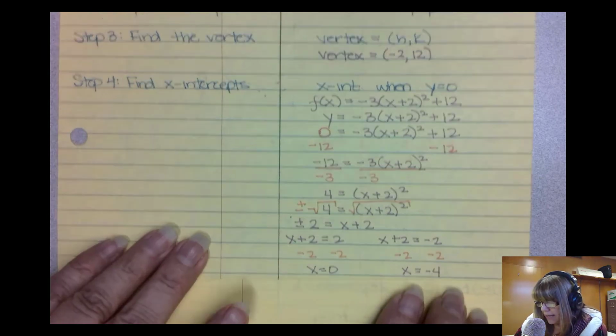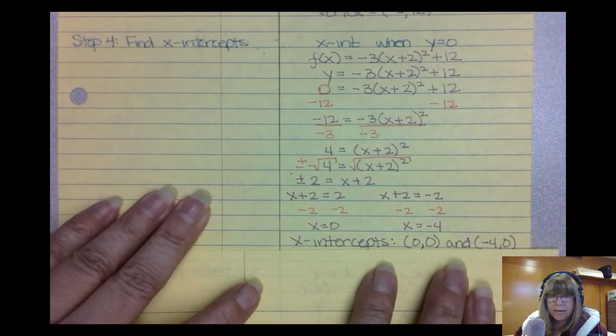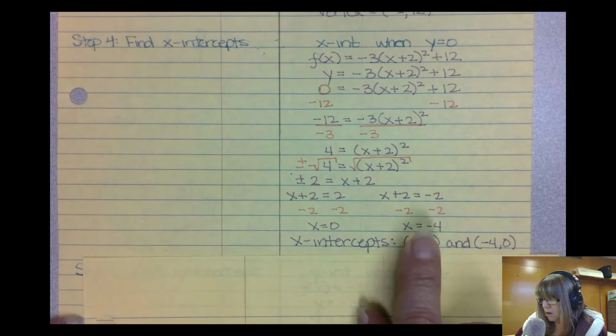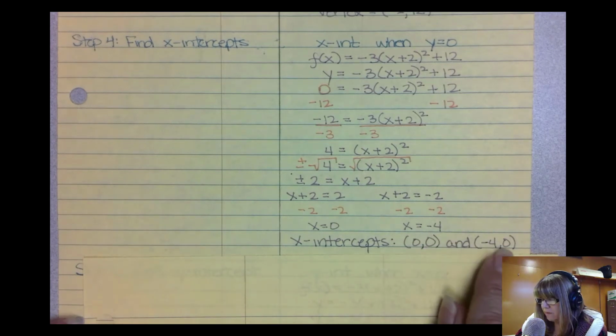So my intercepts, I did all that work to find my intercepts. My x-intercepts are (0, 0) and (negative 4, 0). Remember, I set y to 0, so y is in the second position.